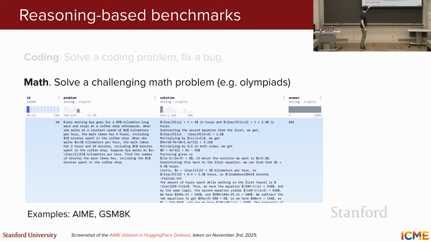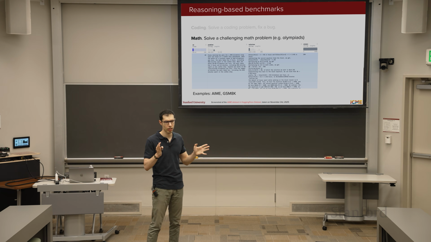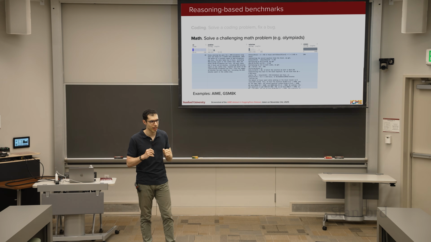A name that you will see a lot is AIME. I'm not sure if you're familiar with it. It's a math exam to qualify for the US Math Olympiads. There are a bunch of models that quantify their performance based on that. There's also GSM8K, which is a grade school kind of math problem.